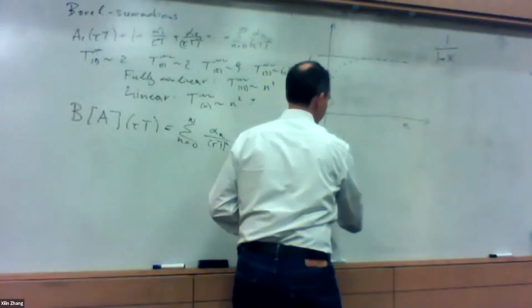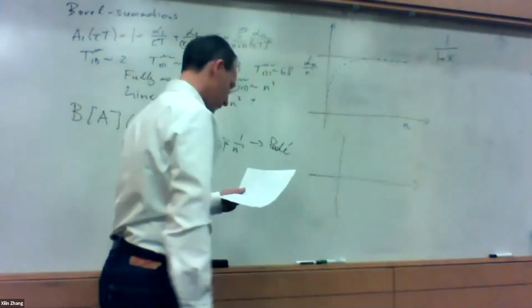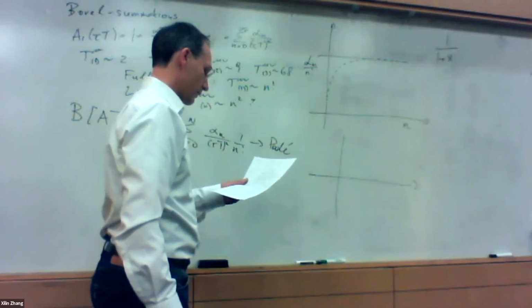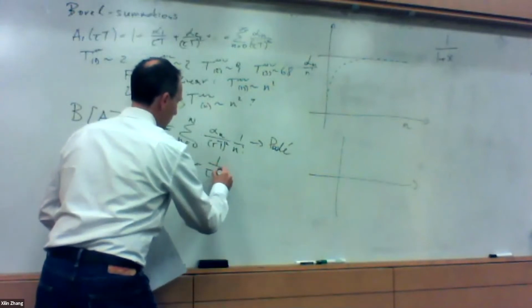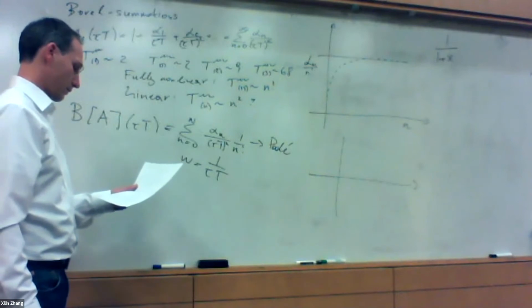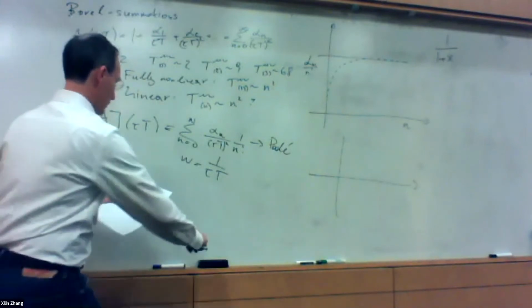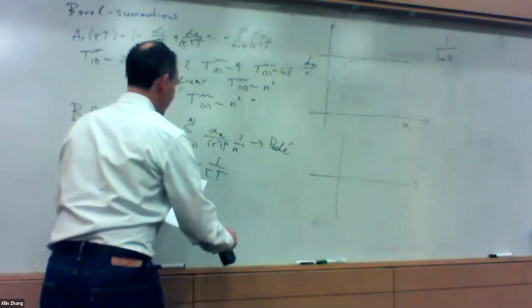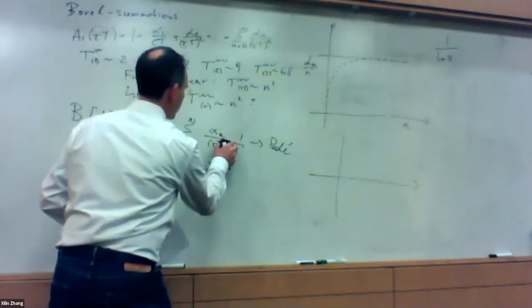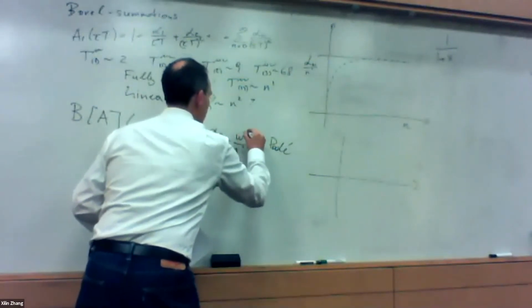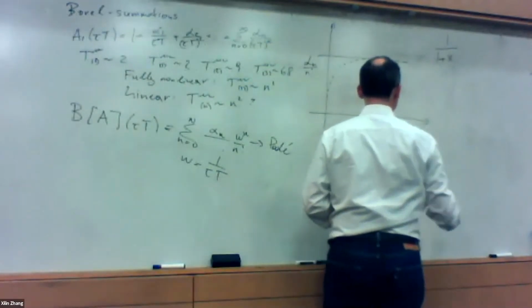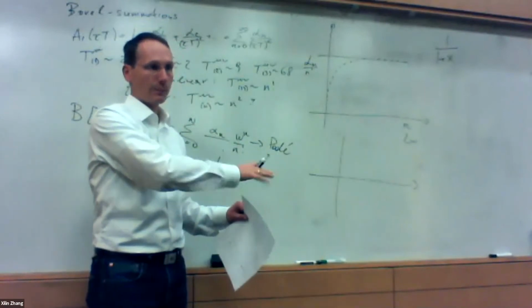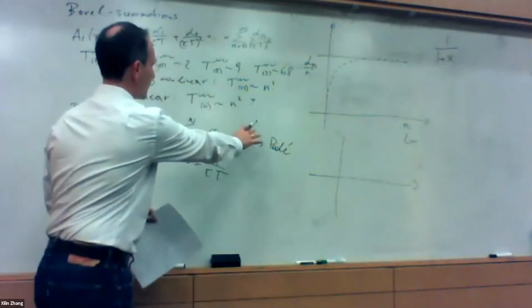Let me now define omega to be 1 over tau t. So then basically I can write this as omega to the n, and then I can talk about this complex omega plane here, which is not exactly the same as the complex plane I was talking about before. In particular, it's flipped by 90 degrees, but it's just the complex plane that we have here for this Pade approximant.